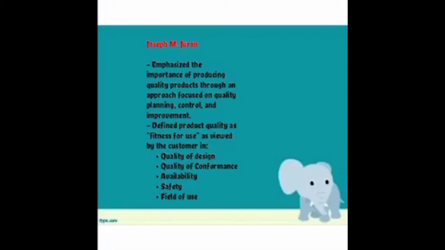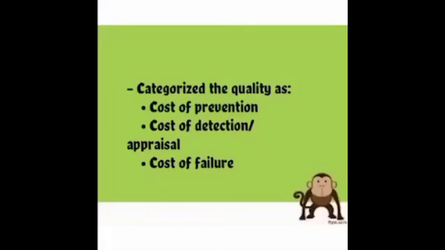Joseph M. Juran emphasized the importance of producing quality products through an approach focused on quality planning, control, and improvement. He defined product quality as fitness for use as viewed by the customer: quality of design, quality of conformance, availability, safety, field of use. He categorized the cost of quality as cost of prevention, cost of detection or appraisal, and cost of failure.